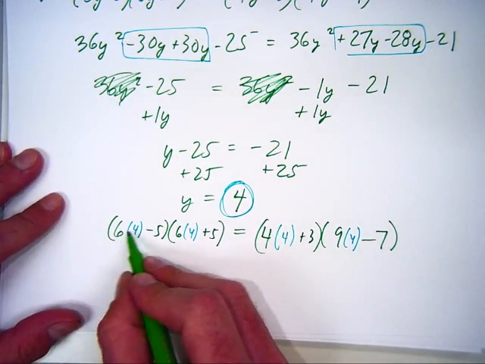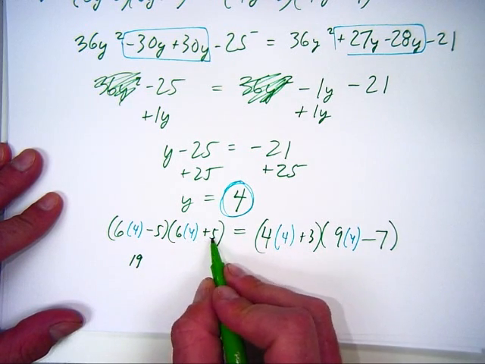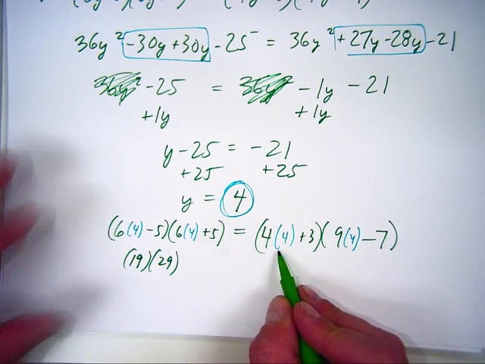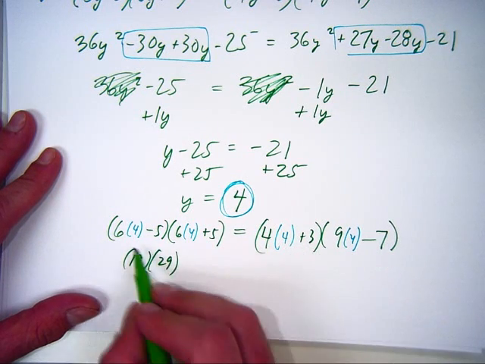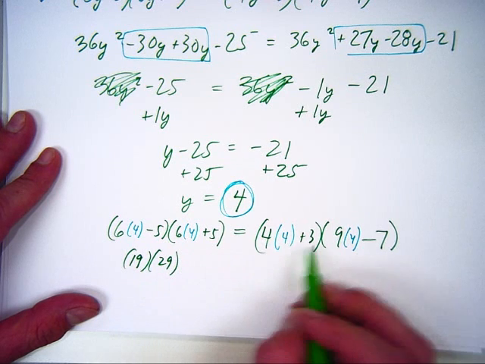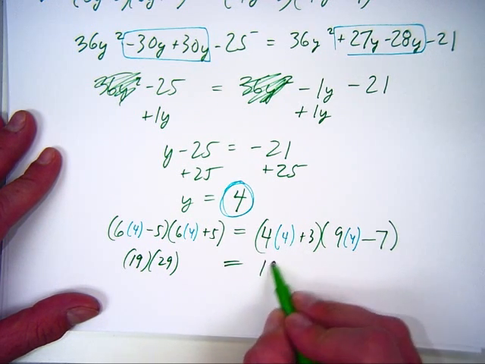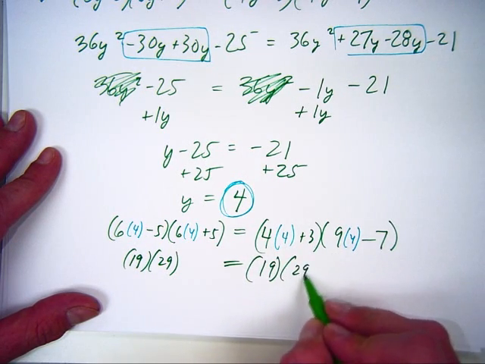6 times 4 is 24, minus 5 is 19. 6 times 4 is 24, plus 5 is 29. Here we got 4 times 4 is 16 plus 3 is 19. 9 times 4 is 36 minus 7 is 29.